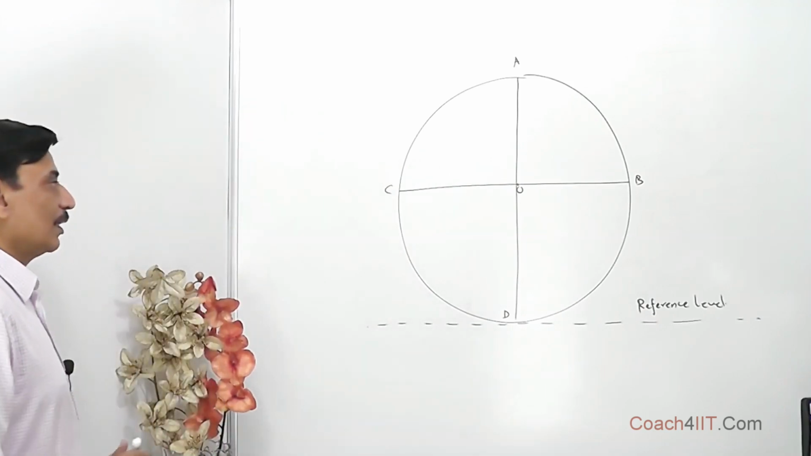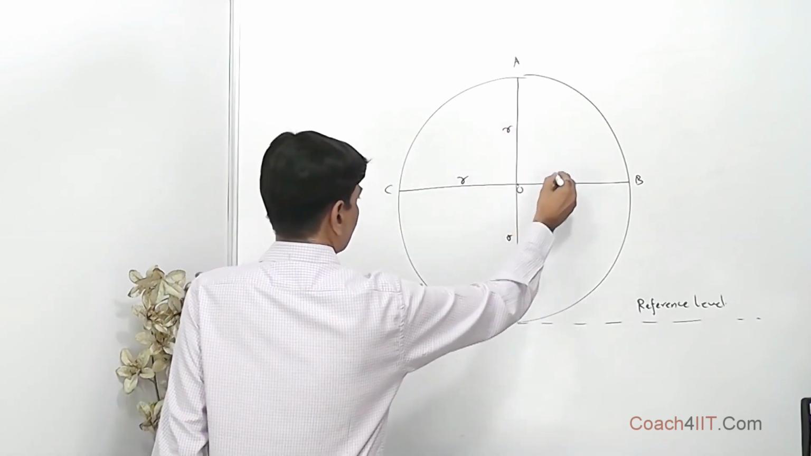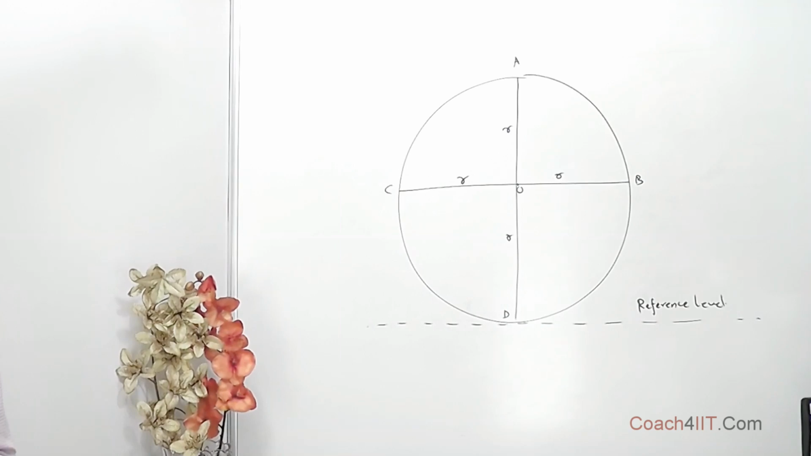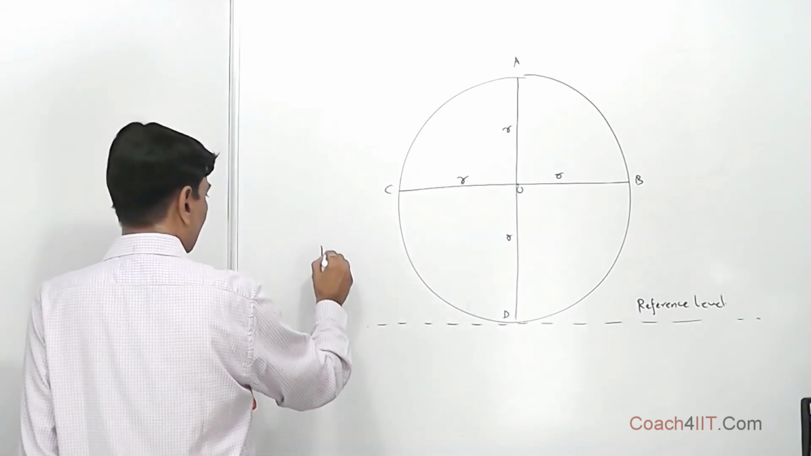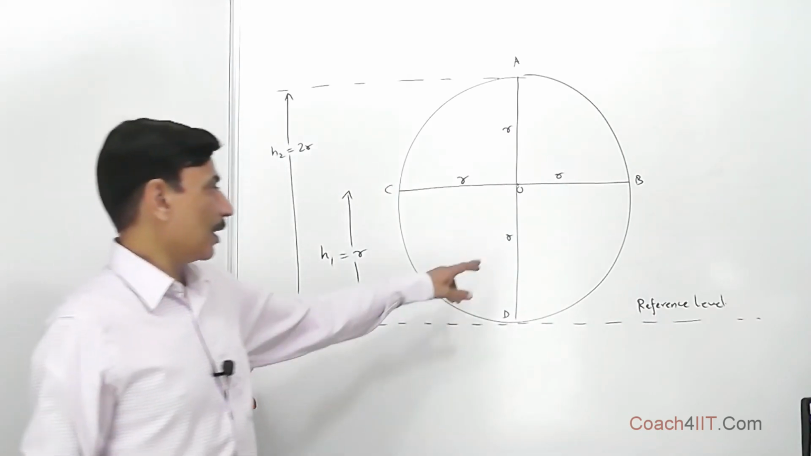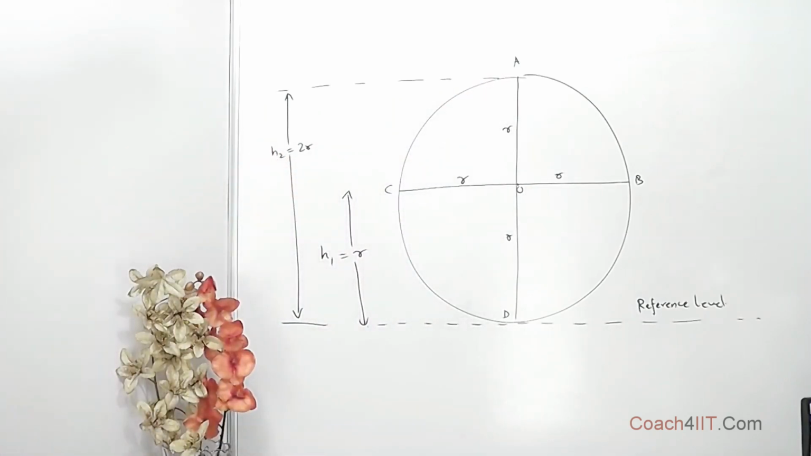If the radius of the circle is R, then point C and point B are both at a height equal to R. Similarly, point A is at R plus R, that is 2R, the diameter of the circle, so it is at a height 2R from the reference level.